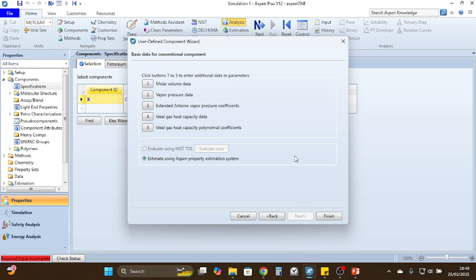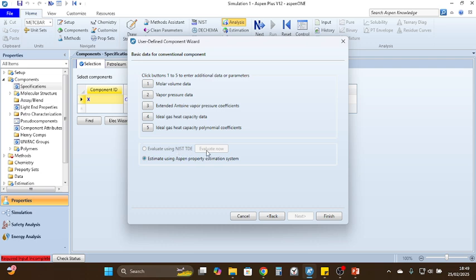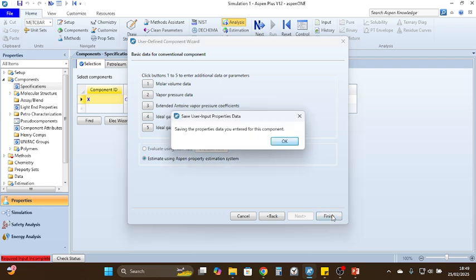There are two options usually given. You can see that the NIST TDE data option is disabled because we did not provide the inputs previously. Since we left the molecular weight and the other required data blank, this NIST TDE option is deactivated now. So we are going to estimate using the Aspen property estimation system, and click on Finish. Saving the data you entered, we click on OK.